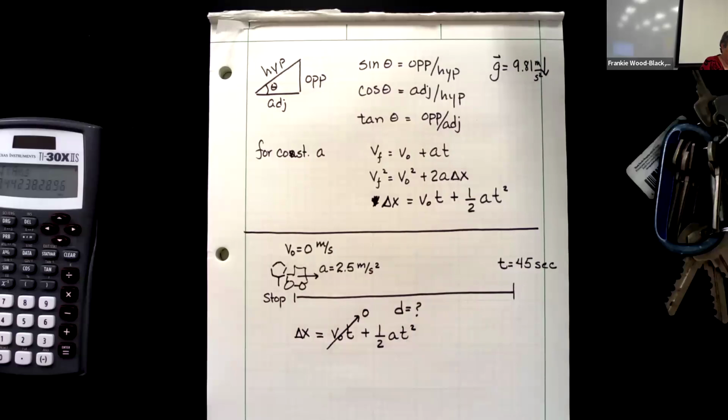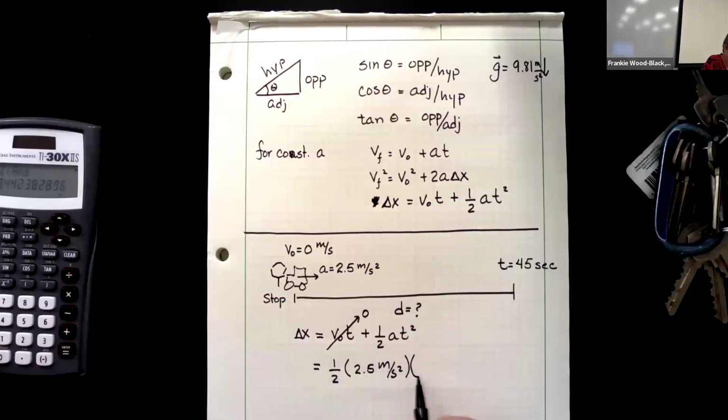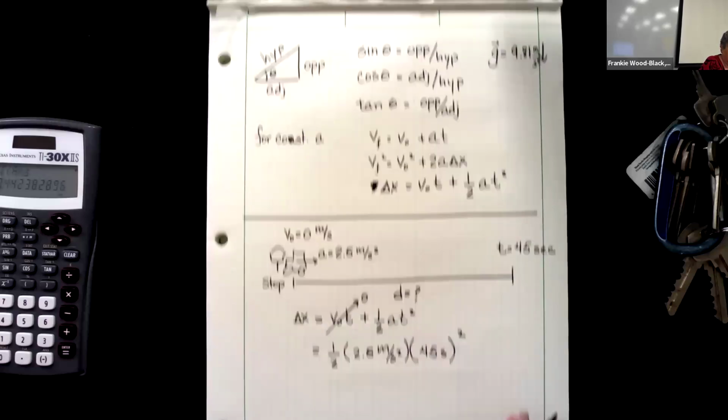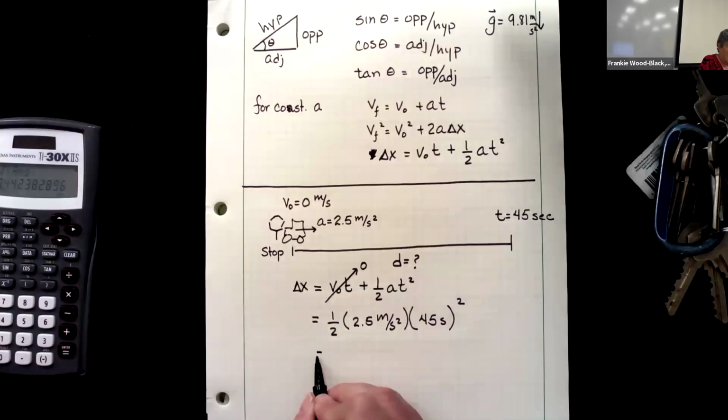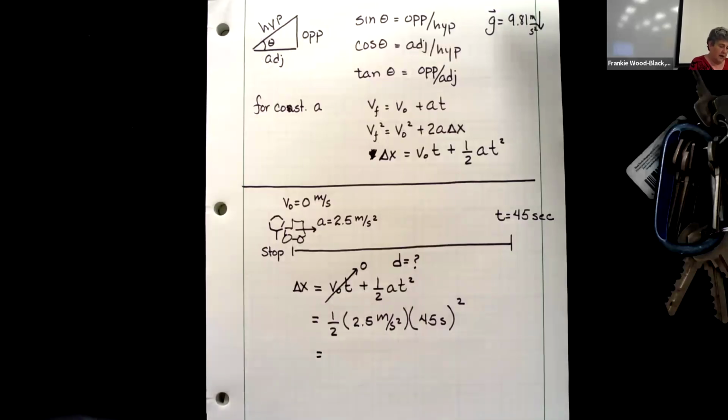So I have that. We know what my acceleration is. My acceleration is 2.5 meters per second squared. My time is 45 seconds. And that's squared. So my second squared and second squareds are going to cancel. I'm going to be left with meters. And I'm going to have the right equation. So I can do that. So I'm going to do my 45 squared times my 2.5. I'm going to divide by 2.